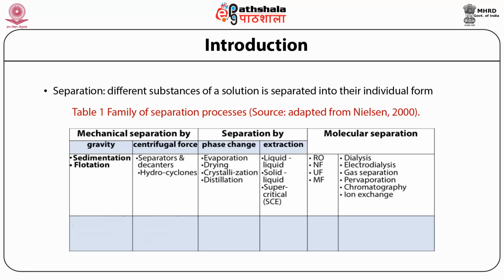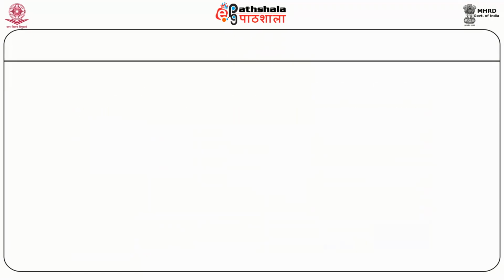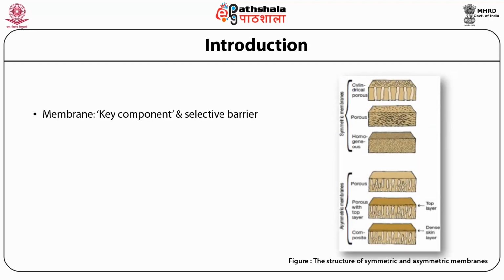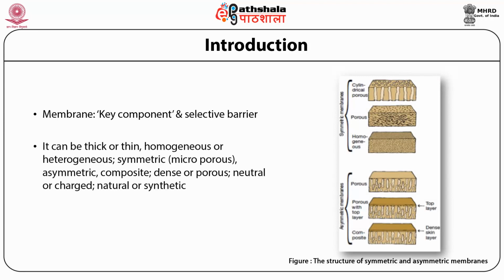There may be other types of separation also, like conventional filtration, that is dead-end filtration, and separation by adsorption, like activated carbon, which is also used for separation. Membrane is the key component of these pressure driven processes, which acts as a selective barrier as well as passes and retains the molecules based on a number of mechanisms. It can be thick or thin. It means the membrane can be thick or thin.